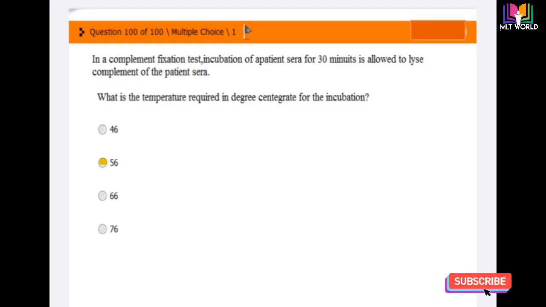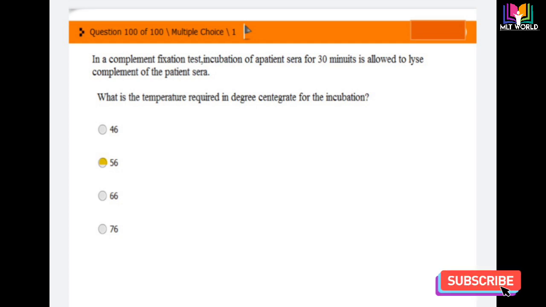Question number 100, sorry. In a complement fixation test, incubation of the patient's serum for 30 minutes is allowed to inactivate the complement of the patient's serum. What is the temperature required in degrees centigrade for the incubation? First is 46, next option is 56, third option is 66, and last option is 76. The correct answer is 56. The second option, 56 degrees centigrade, is required for the incubation.